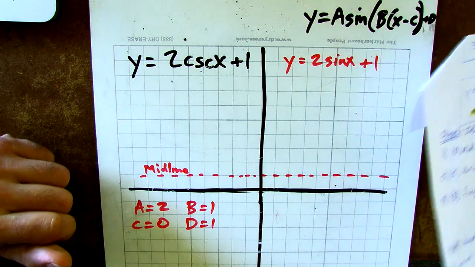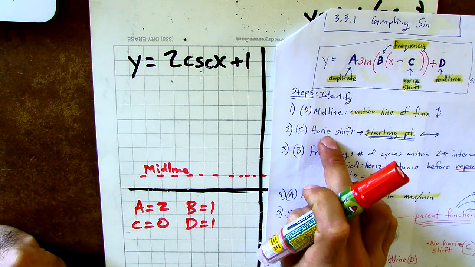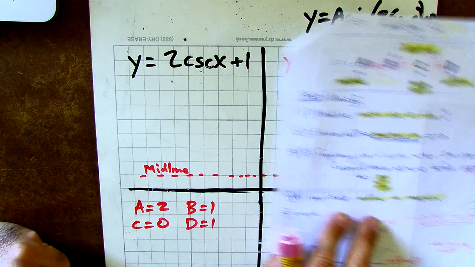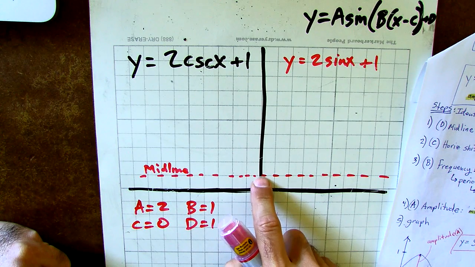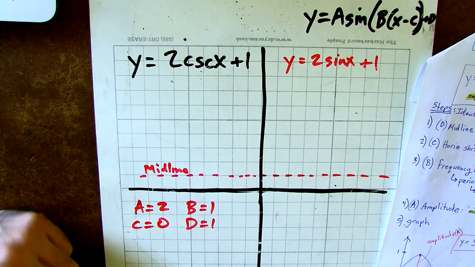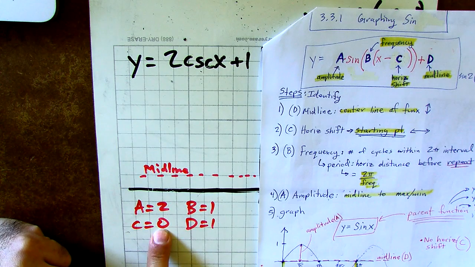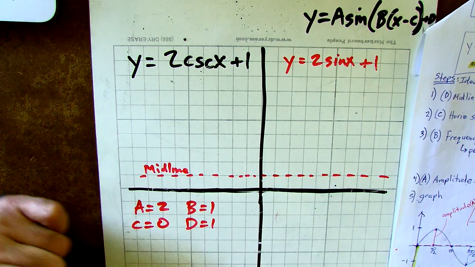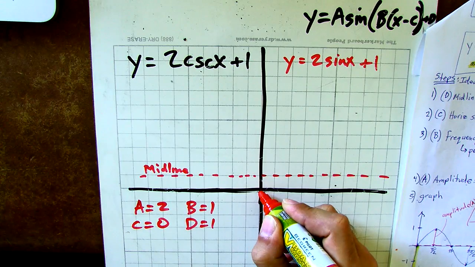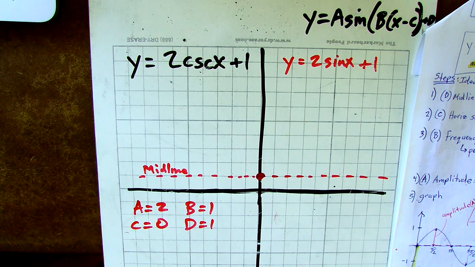All right, what's next? Next, we got to find our starting point. We got to find the horizontal shift, because the sine of x usually starts at the origin. It starts here at 0. It's been moved up, but then we have to move side to side. Is there any horizontal shift? A c value? No, c is 0. So we don't have any horizontal shift. So since the sine function usually starts at the origin, but the midline has moved it up, it's got to start right here. You guys agree?